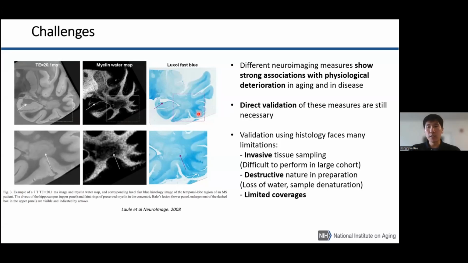However, there are many limitations in using histology as a validation tool. First, the tissue sampling is quite invasive, and therefore performing histology in a large cohort covering all ages is not really practical. Second, the tissue preparation step induces several destructive aspects to the tissue, which can alter the integrity and the properties of the sample tissue. Lastly, histology has limited coverage, which prohibits exploring whole brain-wide validation of imaging markers.